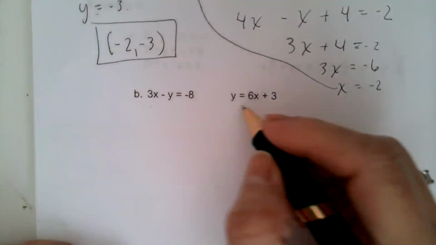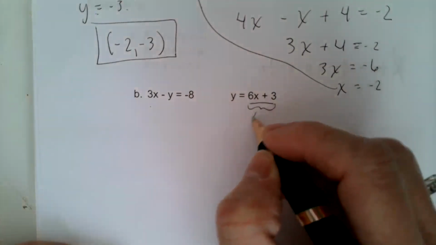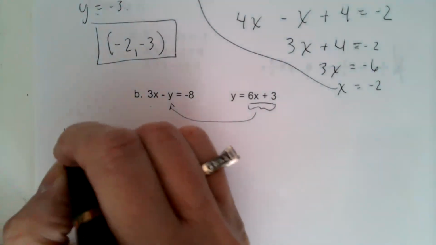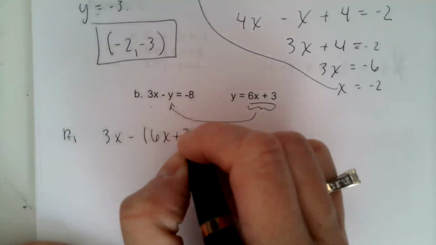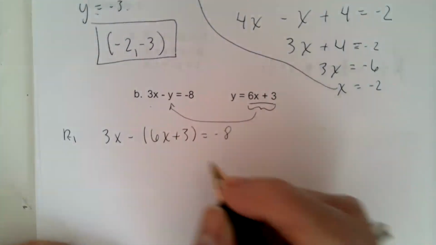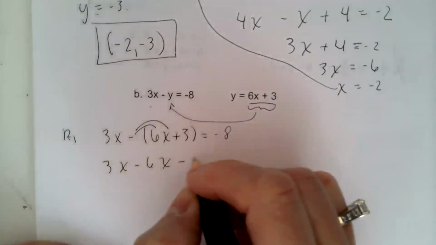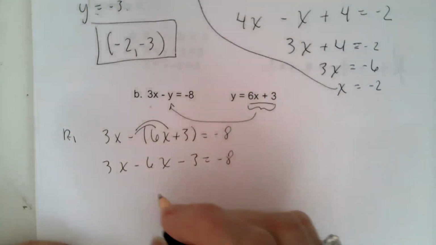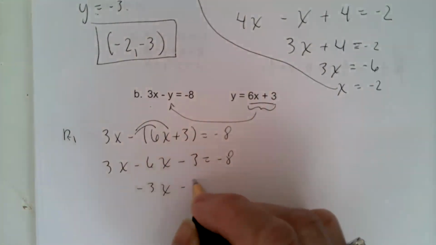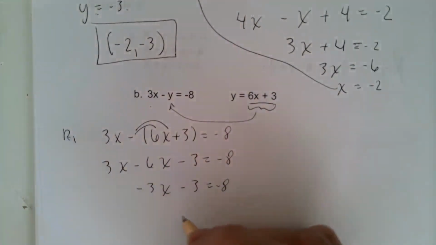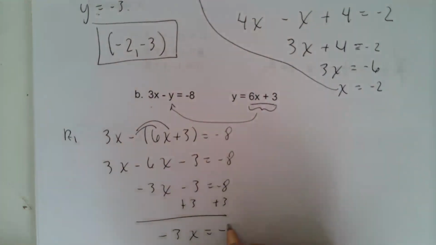So we have row 1 and row 2 says that I can make y by taking 6x plus 3. So we're going to substitute that in to y into row 1. 3x minus 6x plus 3 equals a negative 8. Again, distributing my negative. 3x minus 6x minus 3 equals a negative 8. And then getting like terms, I have a negative 3x minus 3 equals a negative 8. I'm going to add 3 to both sides. We get a negative 3x equals a negative 5.